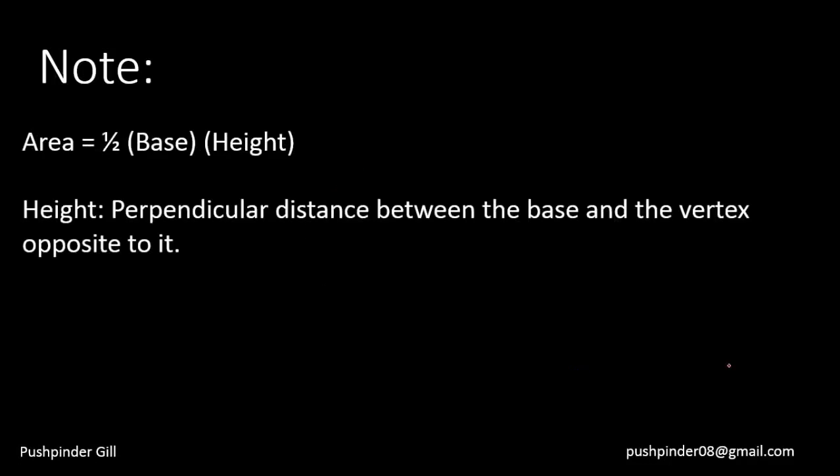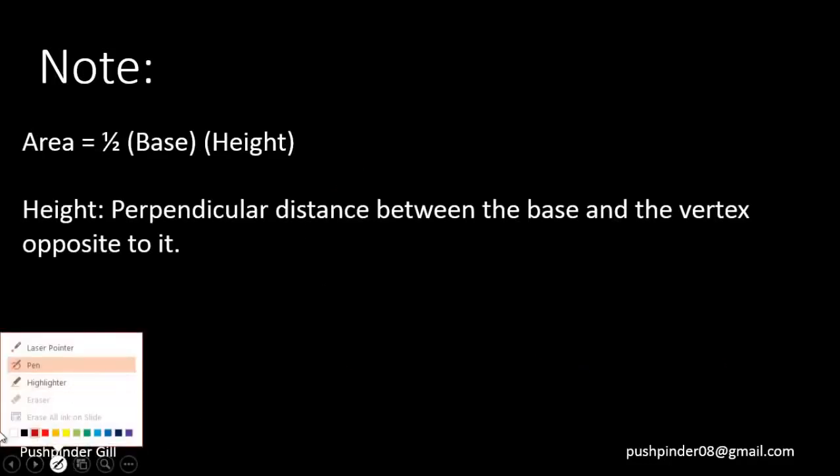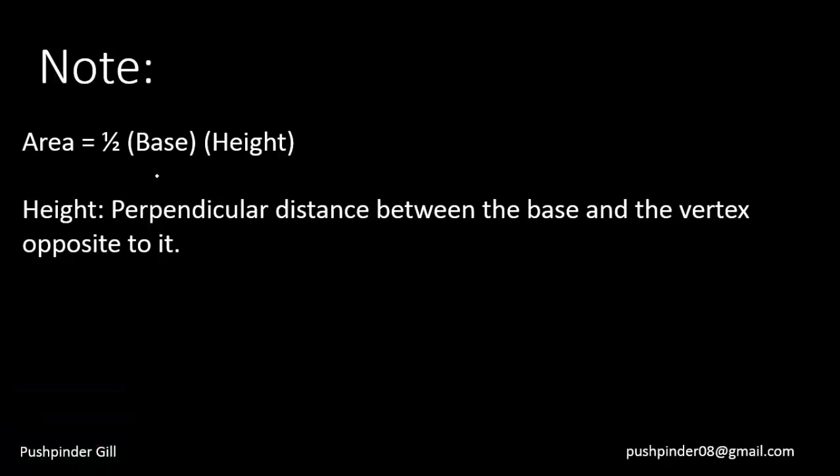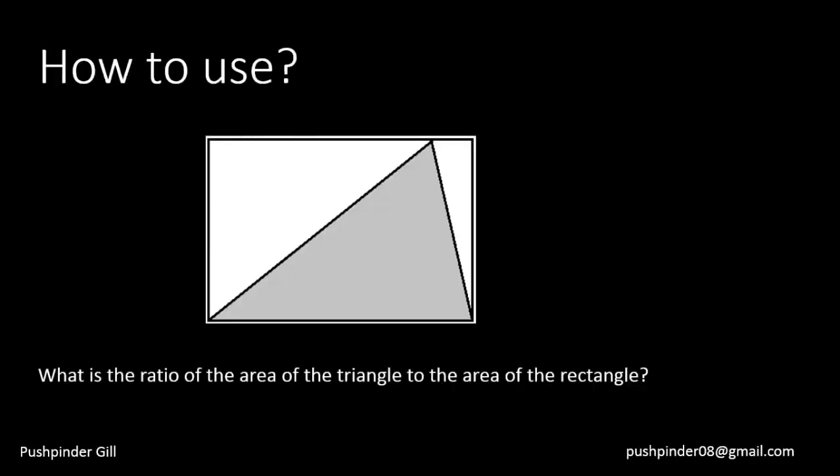So fine. Okay, let's go ahead and get to another property, which says that area is equal to half into base into height, and height is the perpendicular distance between the base and the vertex opposite to it. Now this might seem to be a very simple property. Almost every one of you watching the video right now would be knowing, oh yeah, I know that area equals half base into height, but it's very important and critical to use that when the right time comes. Let me show you one example. Let's suppose he's asking you the ratio of the area of the triangle to the area of the rectangle.